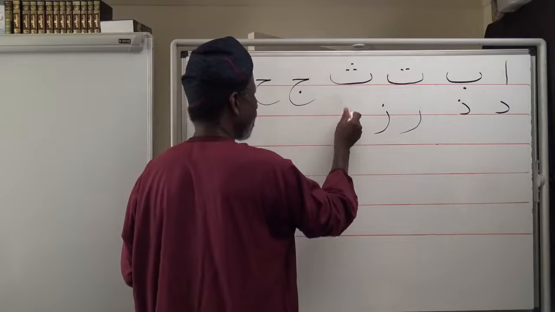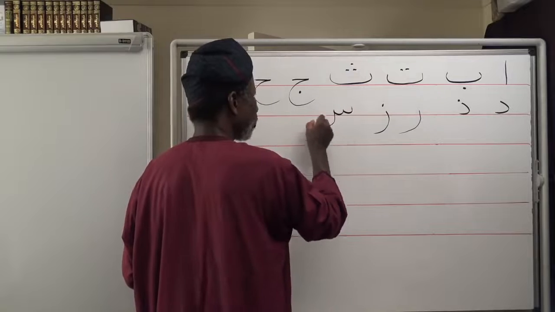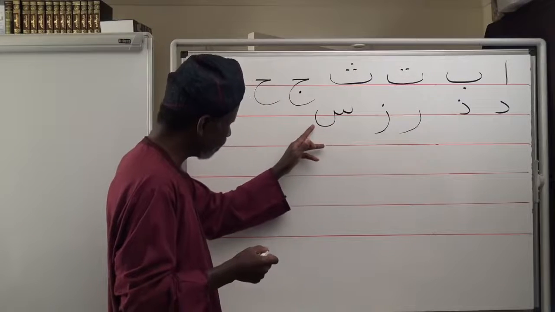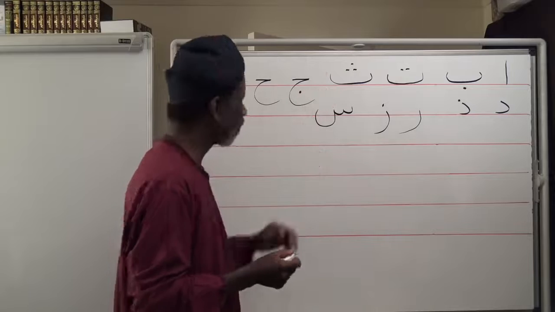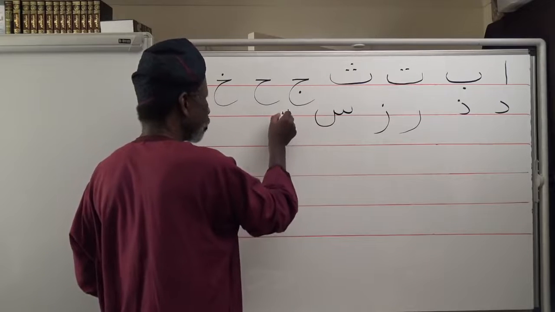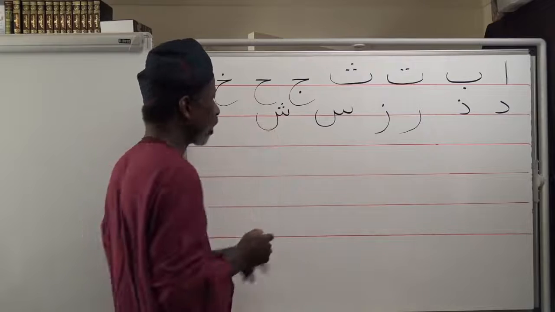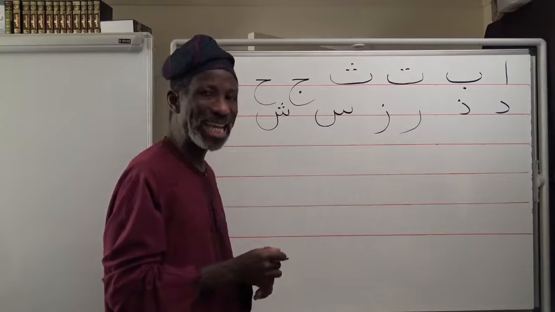Followed by sin. That's your sin. Look at the sin, a little bit deep below the line and then back up again. And then we have shin. That's your sin with 3 dots. That's shin, the same shape as sin.